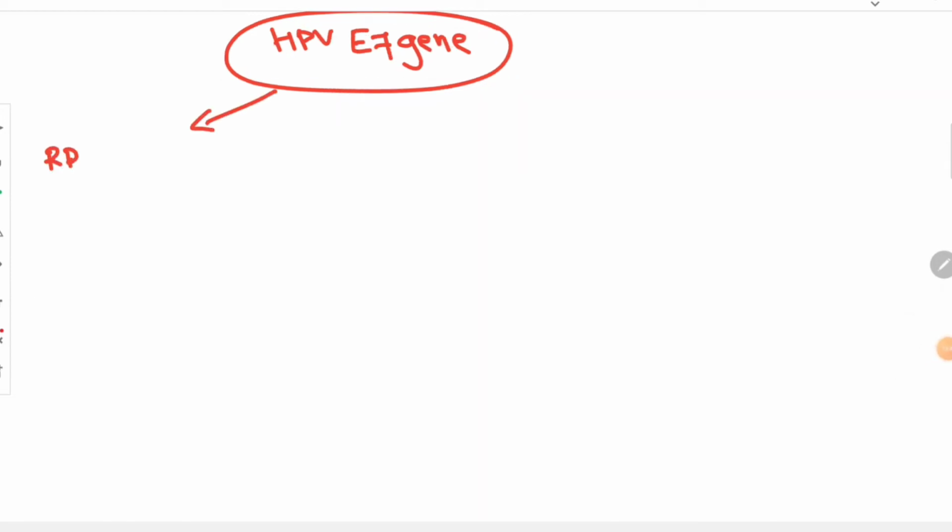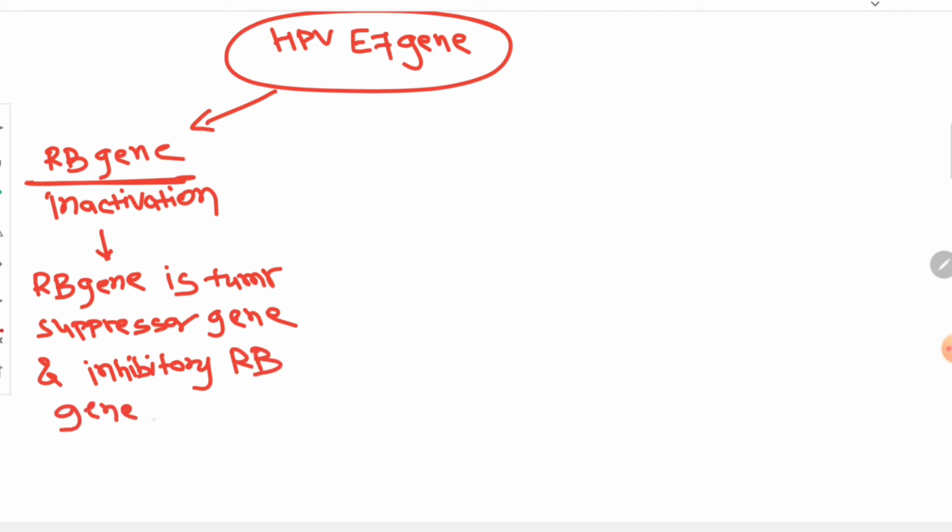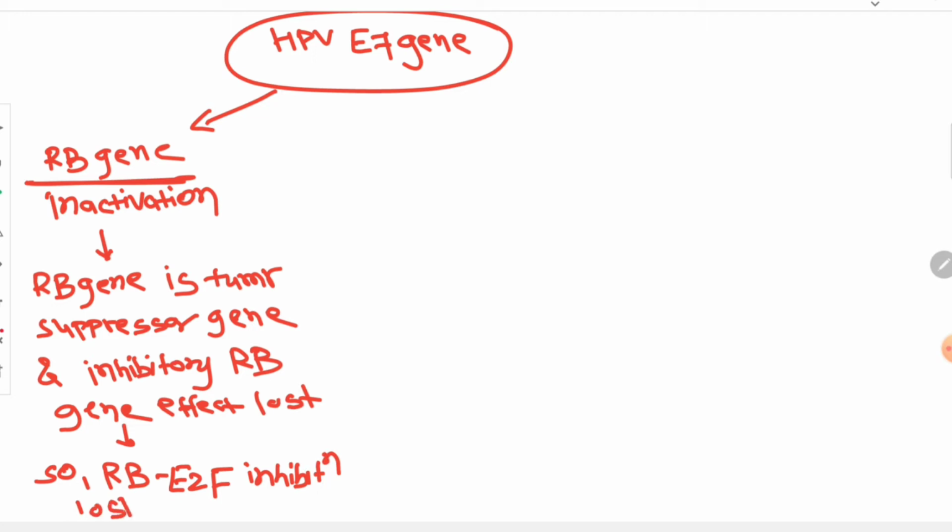Now let's understand how HPV E7 gene causes the cancer. So the one way is that they will inactivate the RB gene. RB gene is one of the tumor suppressor genes which in combination with E2F prevent the cell cycle movement, right? It is a tumor suppressor gene. So if RB gene is inactivated, the inhibitory effect of RB gene is lost and E2F will be free to do the cell cycle movement. So RB gene E2F combination will be inhibited, right? So that cell will proliferate continuously.